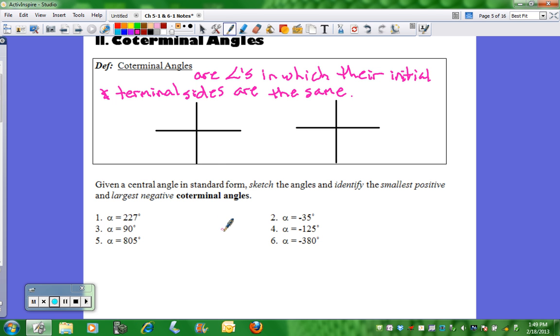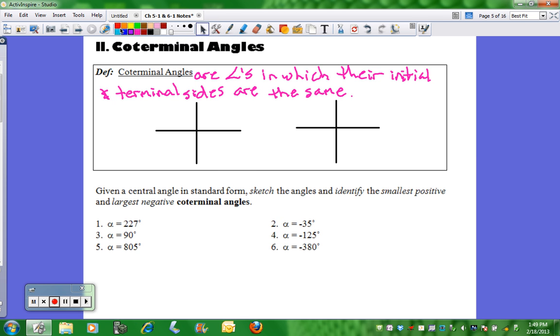So Roman numeral 2 is coterminal angles. These are angles in which their initial and terminal sides are the same. Initial and terminal sides are the same, okay? So we're going to start with a central angle that is in standard position yet again, and I'm going to put it, let's say, here. It doesn't really matter what the measurement of it is at this point, but this angle right here is a positive angle going this direction. I'm going to call it alpha, let's say.